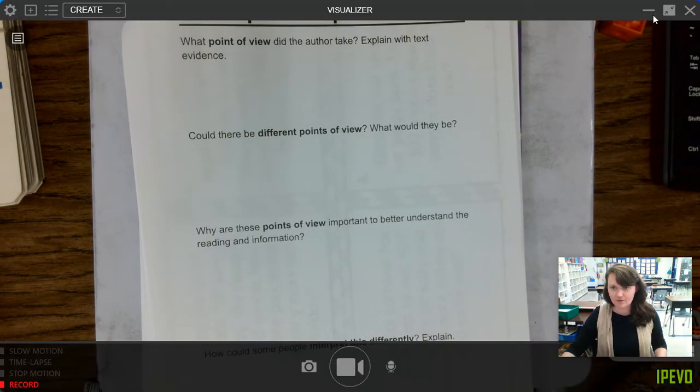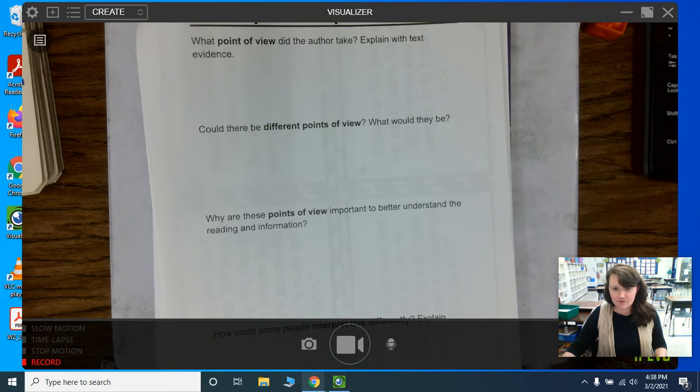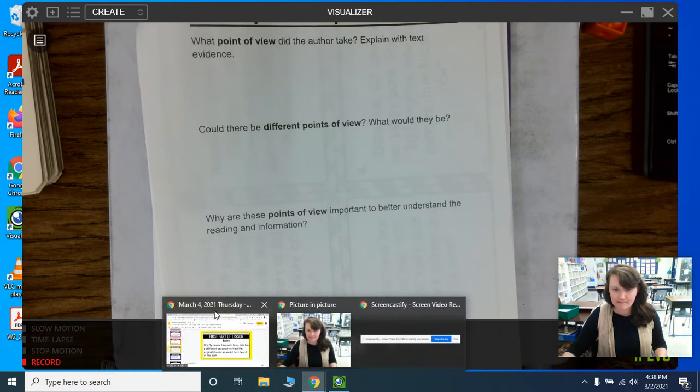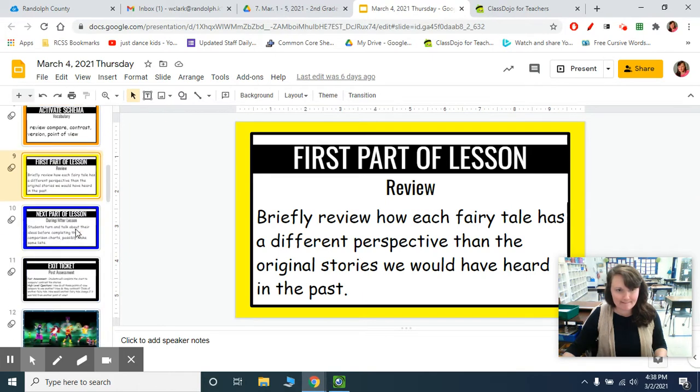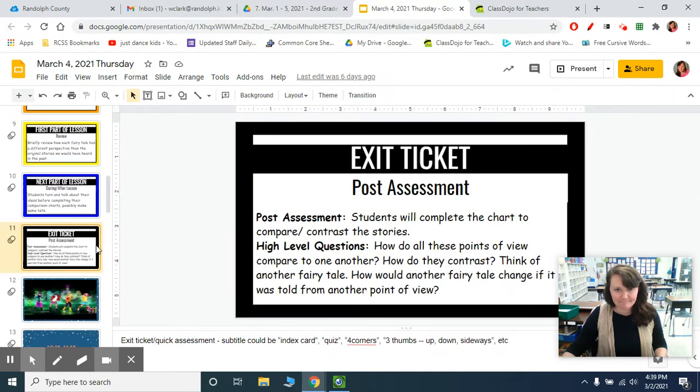Let's look back at our slideshow, see if we're missing anything. All right, so you're going to complete the chart. And then how do all these points of view compare to one another? How do they contrast? And then think of another fairy tale. How would another fairy tale change if it was told from another point of view? Okay, so I want you to think about the original Princess and the Pea and think about how it's different from the one that we just read.